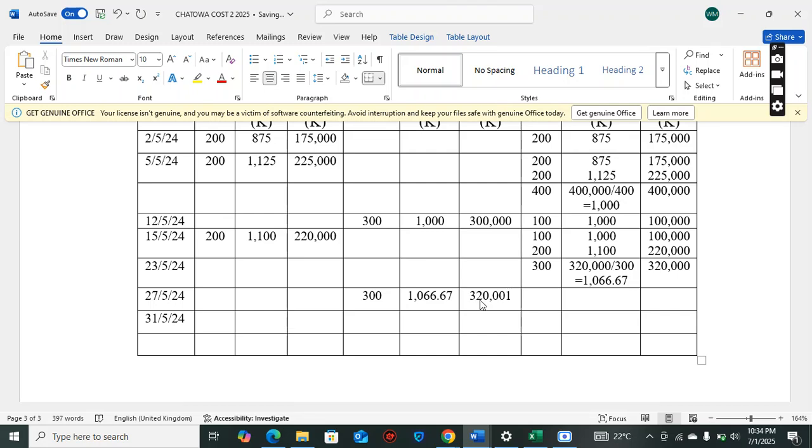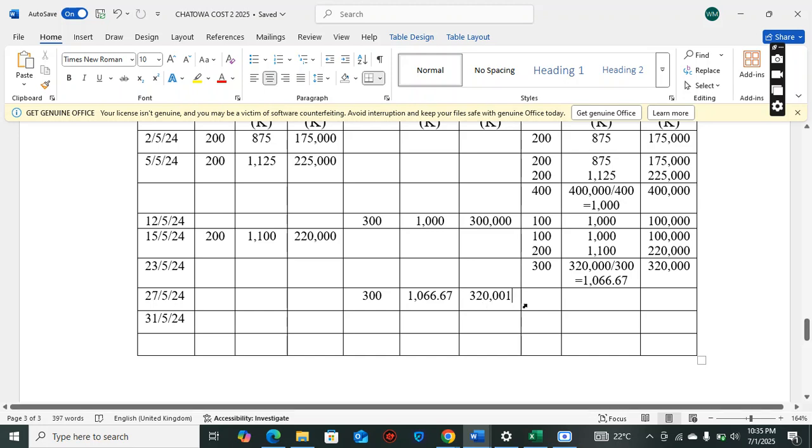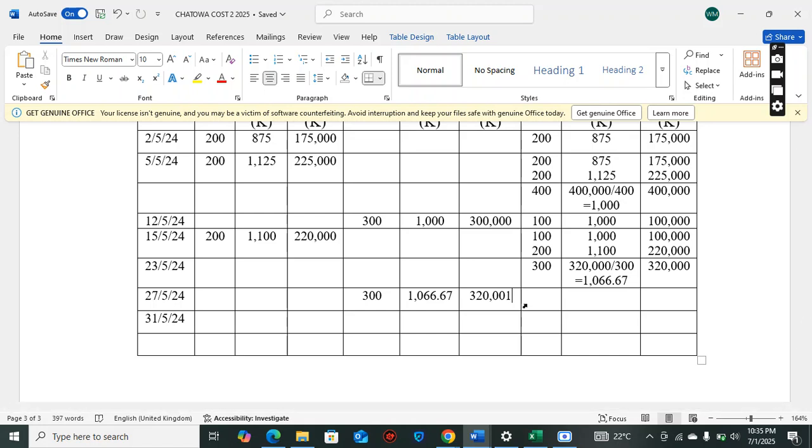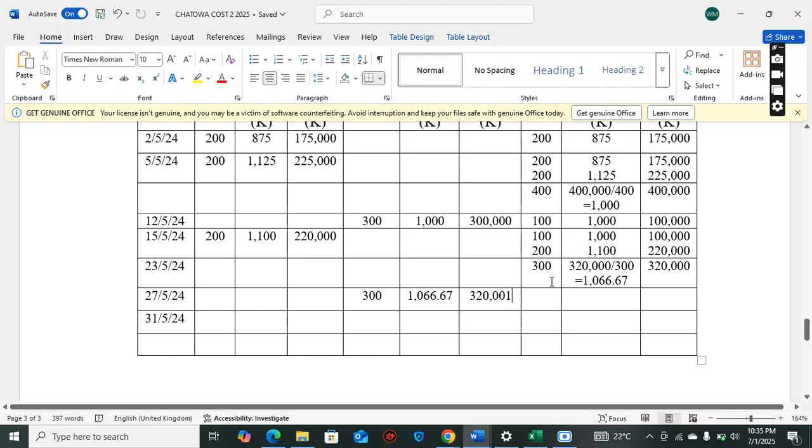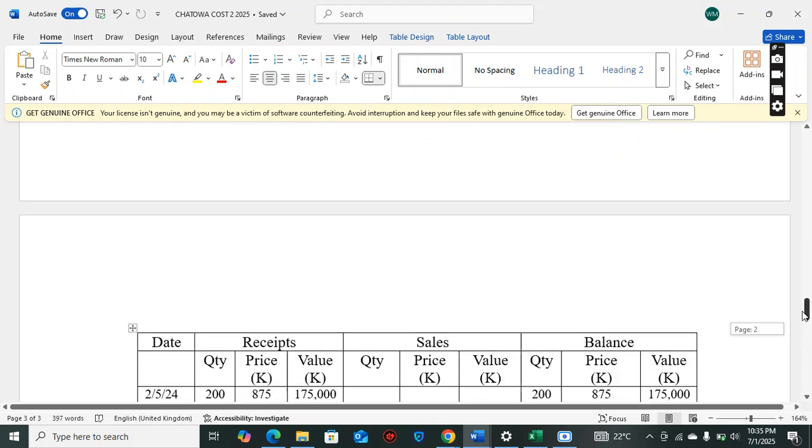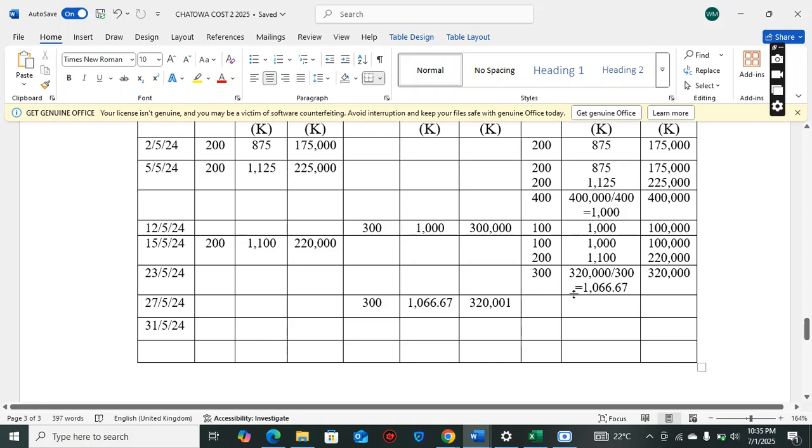320,001. Just like that. No decimals. Okay. So we initially had 300 units. Now we've sold 300. First, let me just check on the number of units here.